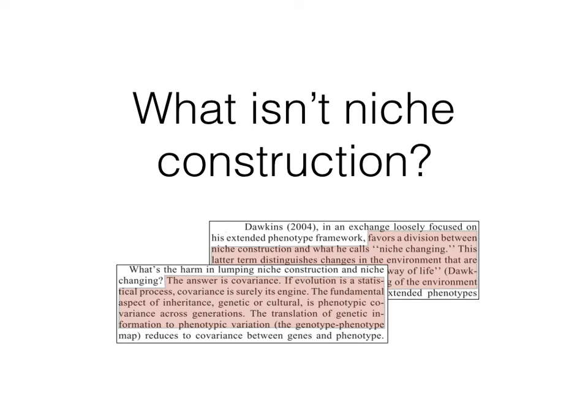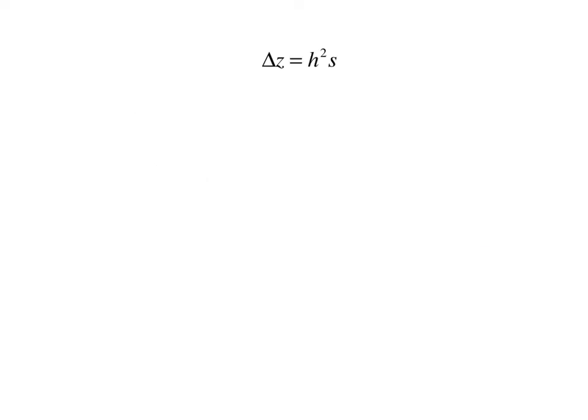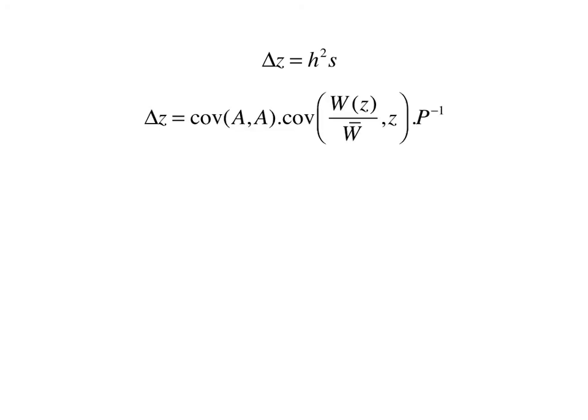I'm going to do this by looking through the lens of the Breeder's equation. This is the Breeder's equation. It's just another way of describing the change of a phenotype over a generation. It says that the change in the phenotype is the narrow sense heritability that we've seen multiplied by the selection differential, which is another measure of selection. And we can expand this out. When we expand it out, it looks a little bit like this: the covariance in the breeding value multiplied by the covariance between what is essentially the fitness landscape and the phenotype, divided by the phenotypic variance P.